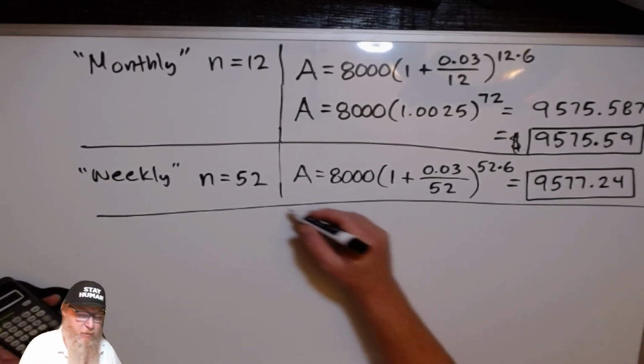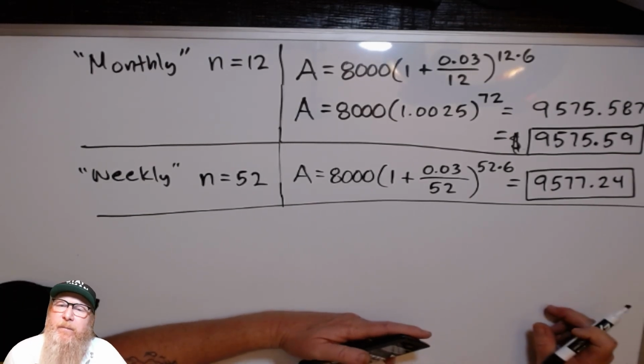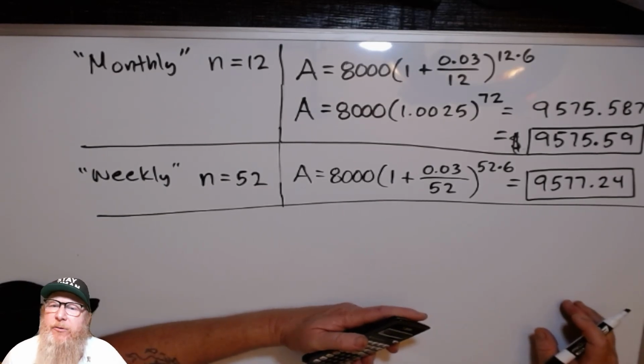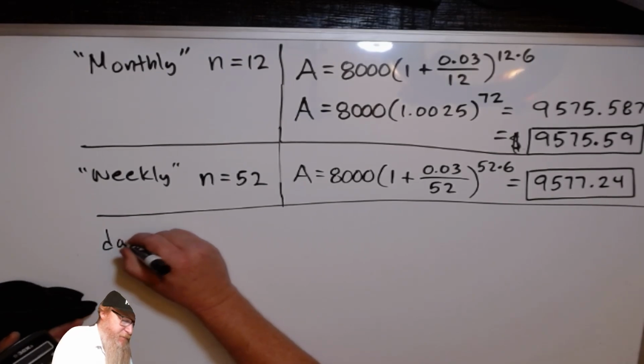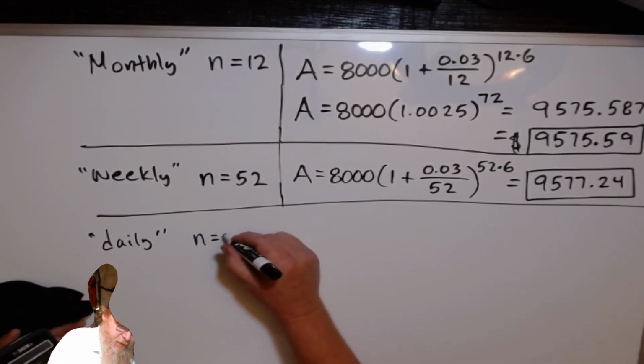Maybe you see where I'm going with this. What can we do after weekly? All right. How about every day? Every day when the bank opens, compound my interest. Tell me how much I've got. All right. So that would be daily. Now, typically we ignore leap year.